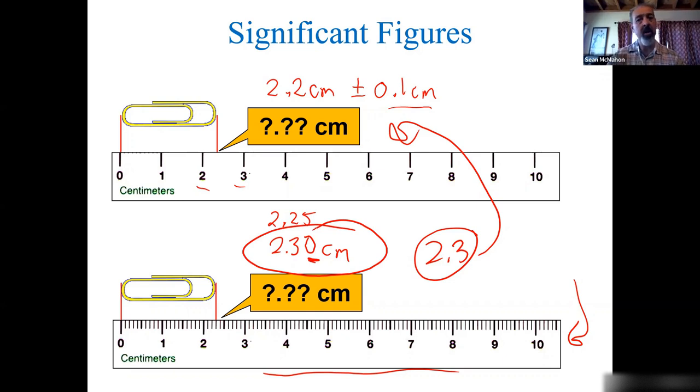Now, someone might go, man, I don't know if I want to do that because I know there's some level of uncertainty here at the hundredths. I might just do 2.29 centimeters. That's okay. You can do that too. I just wanted to tell you that sometimes you will have to add a 0 to your measurement to show its precision.